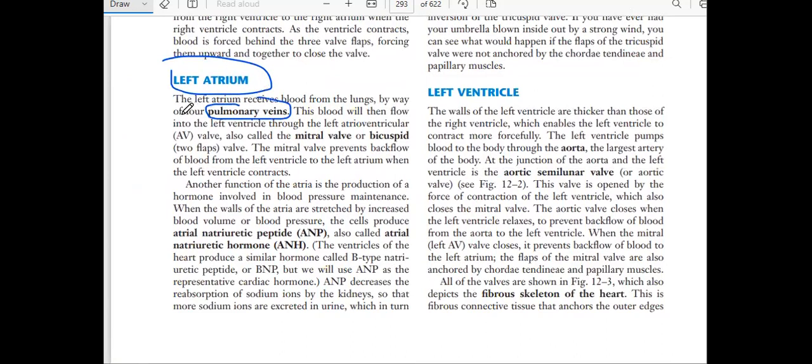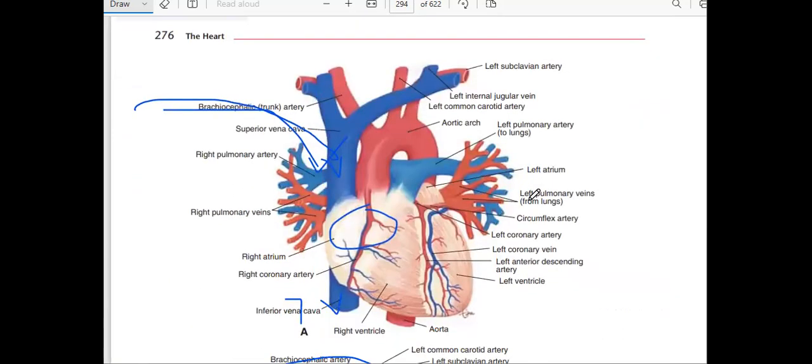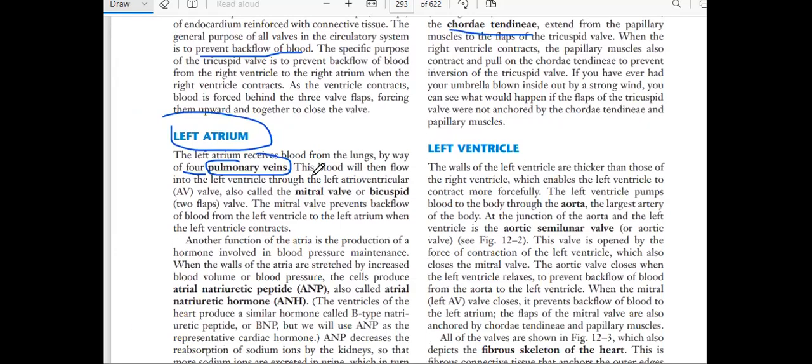So you have four pulmonary veins. From that region, the blood enters into the left atrium. Okay. The blood will then flow into the left ventricle through the left atrioventricular valve, also called the mitral valve or bicuspid valve. The mitral valve prevents backflow of blood from the left ventricle to the left atrium when the left ventricle contracts.